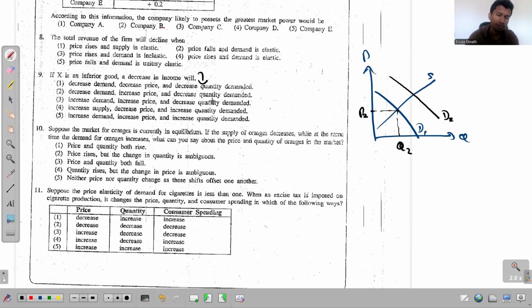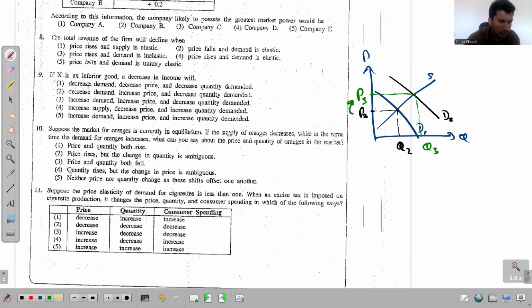And what happens now, as a result of the decrease in income, the demand curve gets shifted to the right side. If you look at the new equilibrium price and the equilibrium quantity, the equilibrium price has increased and the equilibrium quantity has also increased. So that's the outcome. Now you read all these given options.